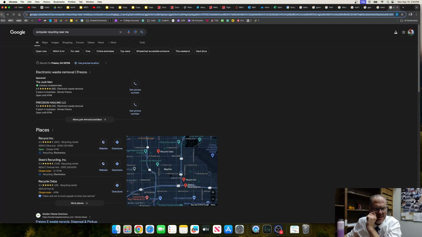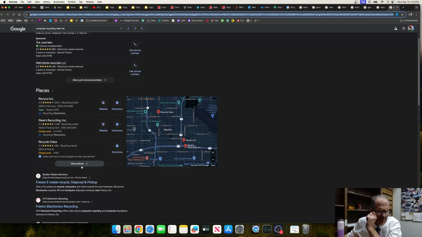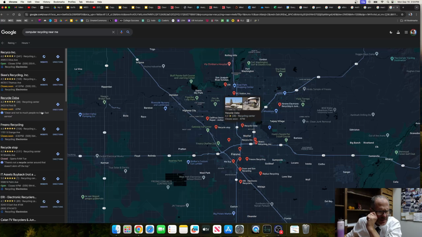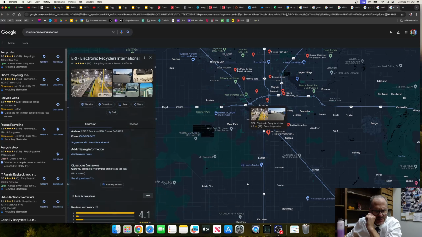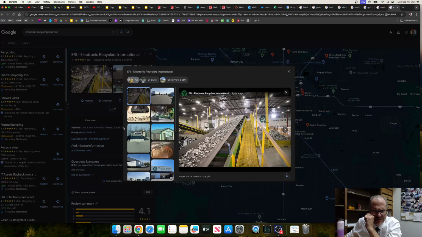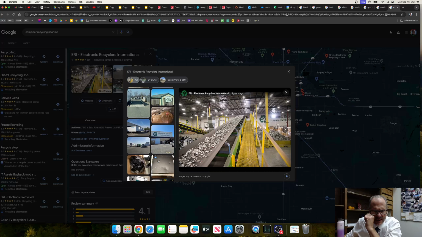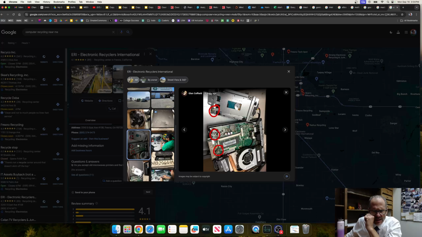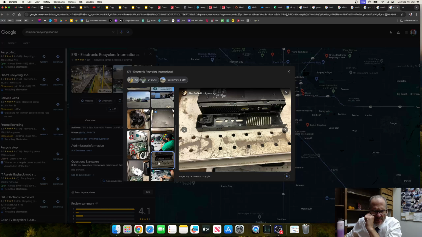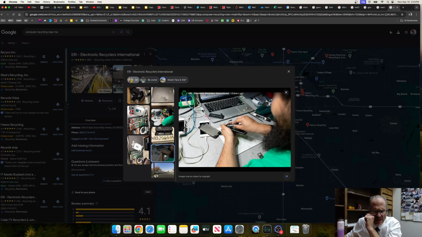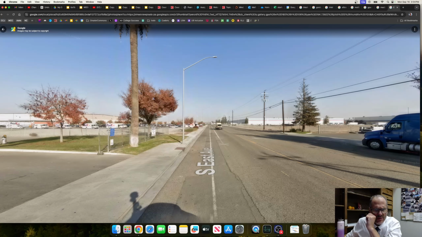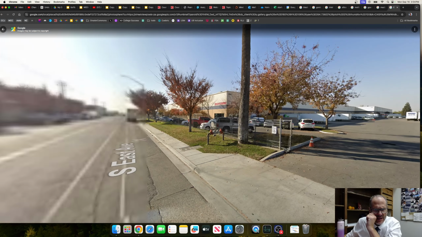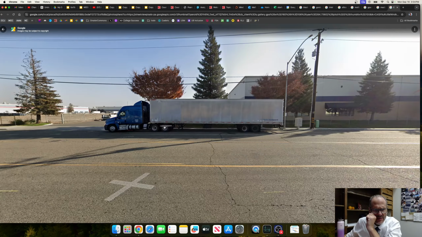Computer recycling here in Fresno is, well, where did it go? There's a lot, but there's one way down here, ERI, Electronics Recycling, but that's a business that is in Fresno, and you could see pictures of computers being broken apart and recycled. Companies will pay to have these computers disposed of in a secure way, and that's what they do. They go through and they get rid of everything. So I guess they're around here somewhere. I don't know where they are.